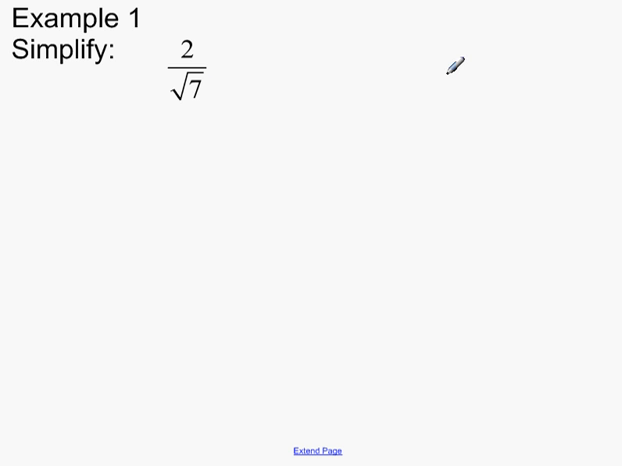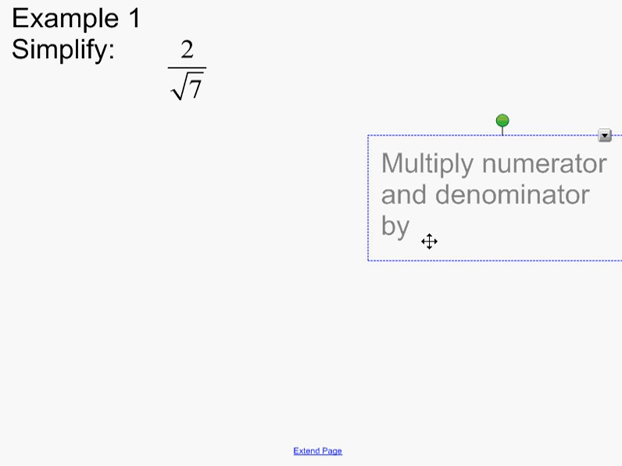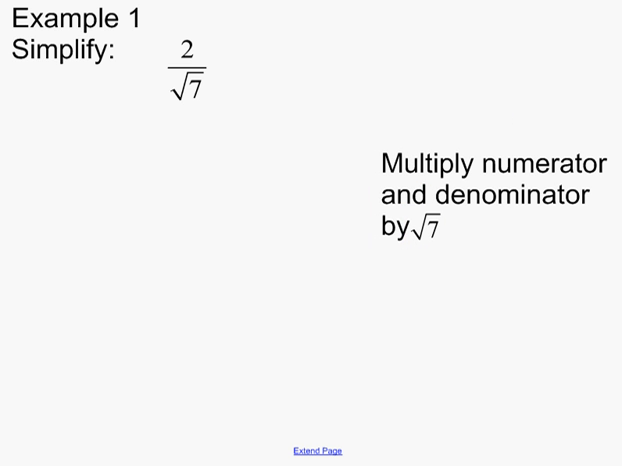Example 1. Simplify 2 over radical 7. So what we have to do is we have to multiply the numerator and the denominator by radical 7. So let's go ahead and do that. Now, if you're wondering why do we do that, well, think about it. If we want to get rid of the radical, we have to multiply it by itself. Remember, that's what we had said earlier.